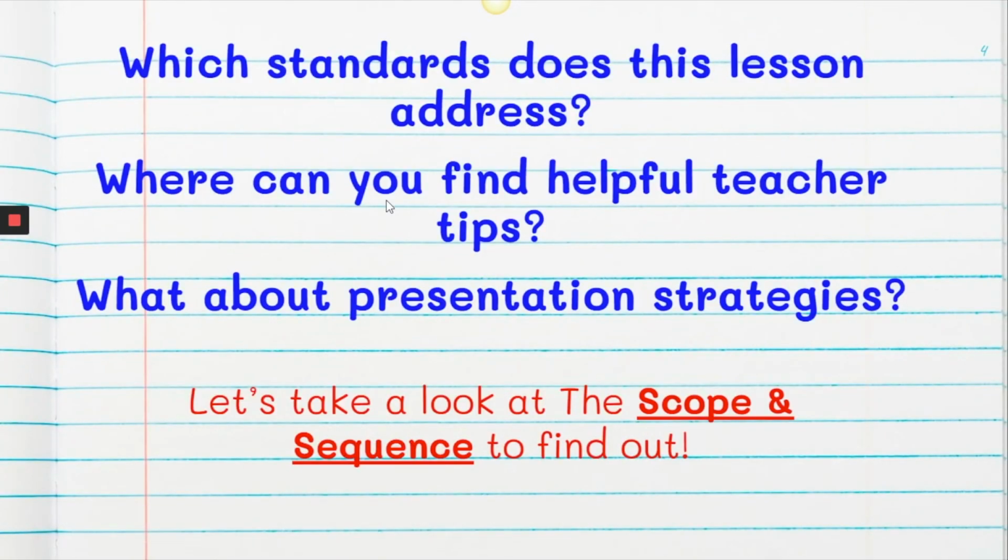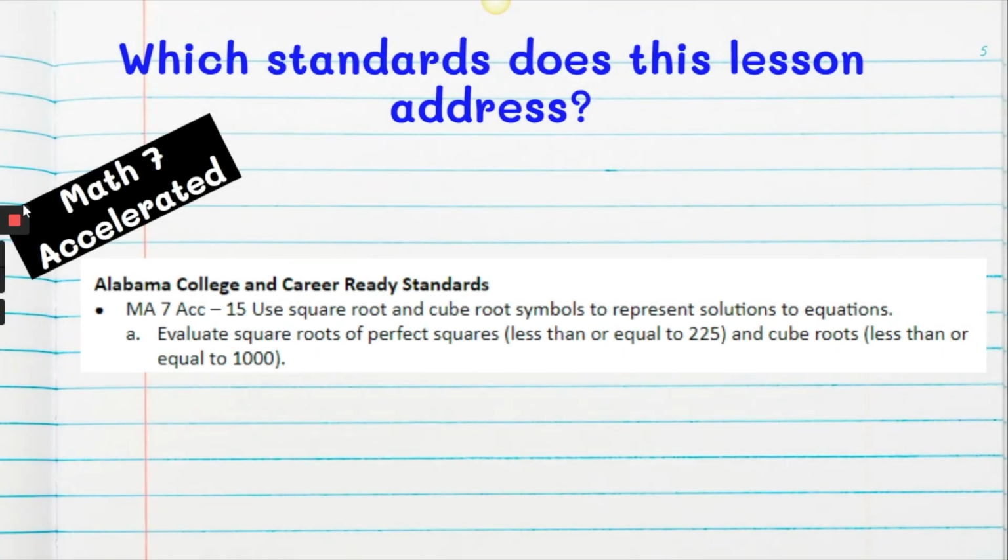If I want to look at the standards, the helpful teacher tips and presentation strategies, I can find all that and more in the scope and sequence. Once again, this is a Math 7 accelerated standard, standard number 15, where they're going to use square root and cube root symbols to represent solutions to equations. They're going to evaluate square roots of perfect squares, less than or equal to 225, and cube roots, less than or equal to 1,000.